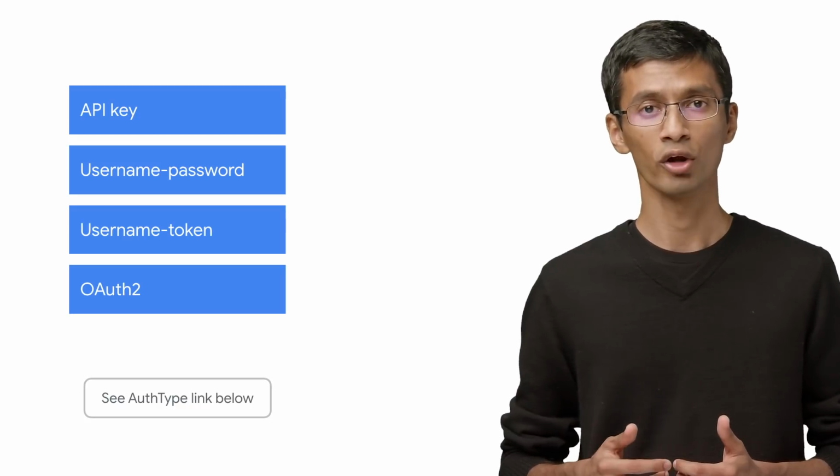However, if you require users' credentials to authenticate to external services, you should return the auth type required by your specific external service. Your options for authentication include API key, username and password, username and token, and OAuth 2. For a complete list of authentication types, check out the reference link for the get auth type in the description below.